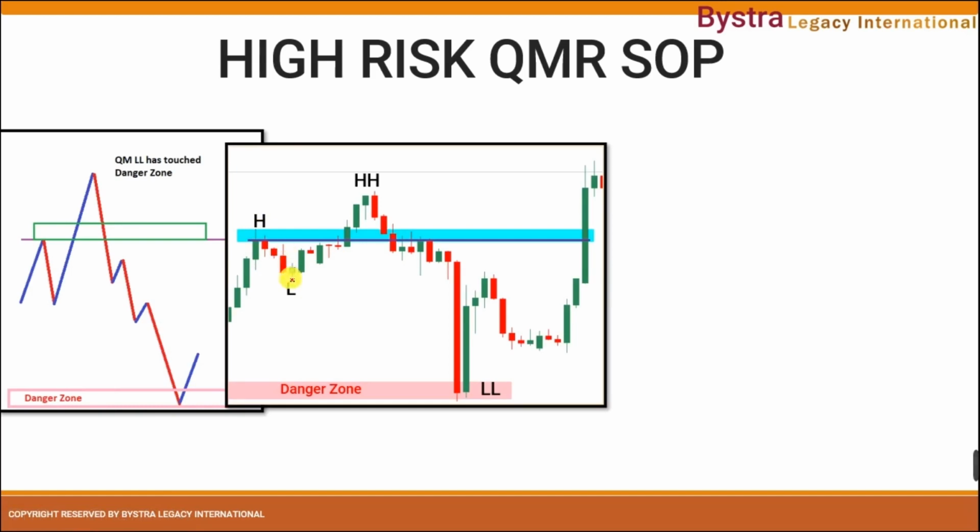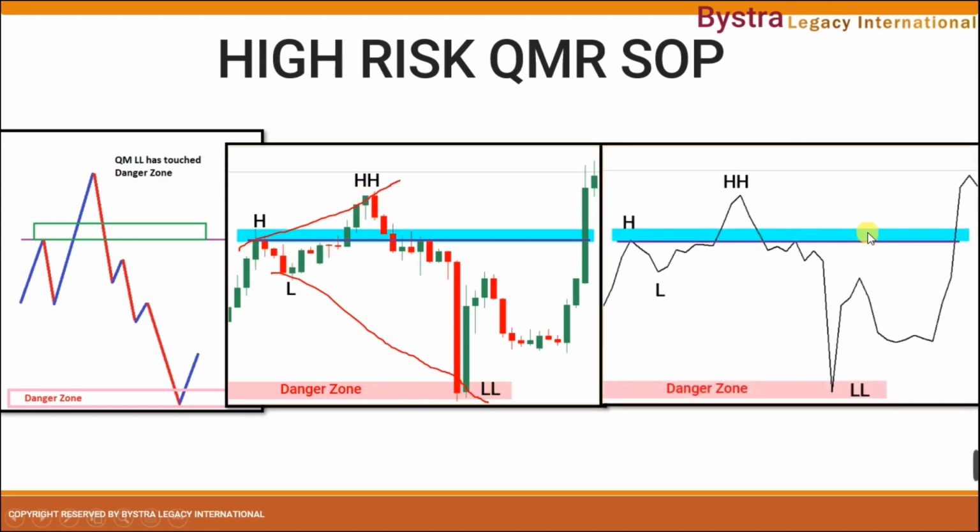We have the high, low, higher high. We have the over and the lower low. We have the under. However, if we can see here, this price, the lower low, has already touched the danger zone. Therefore, the risk of this QMR has become super high, even though this QM pattern is very beautiful.